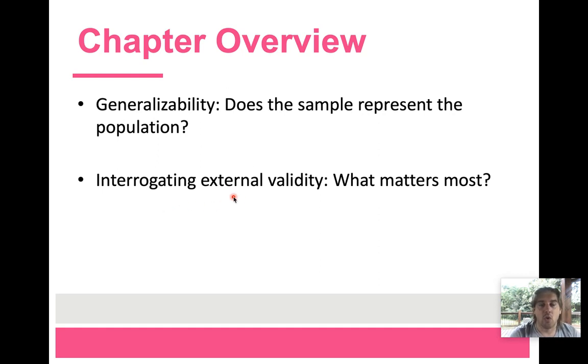And so we're going to discuss a lot more details about generalizability, and then sort of compare generalizability to our interrogation of external validity, meaning we're going to ask the question, when does generalizability matter most? And when can perhaps we get away with not having the most representative sample possible?